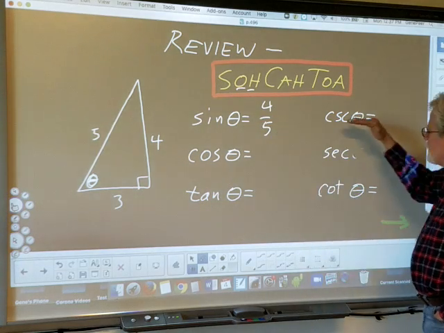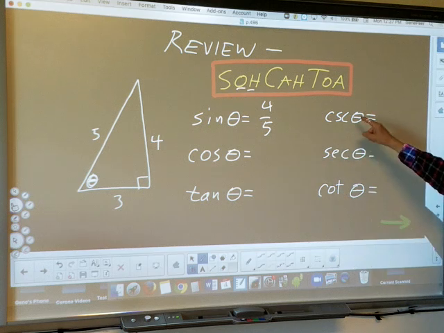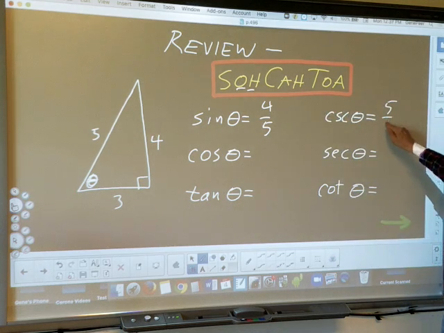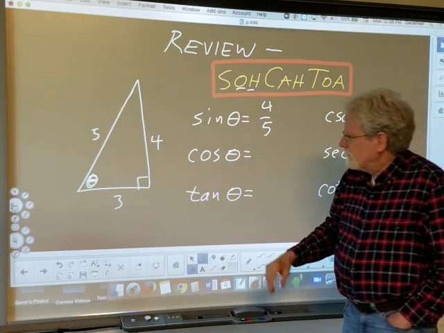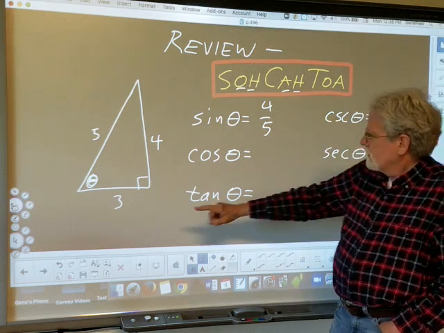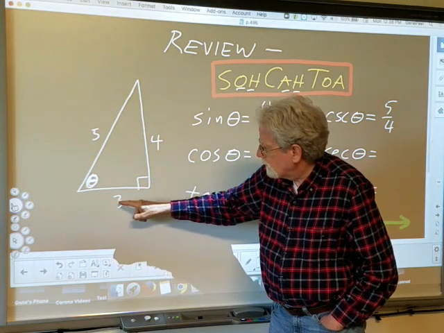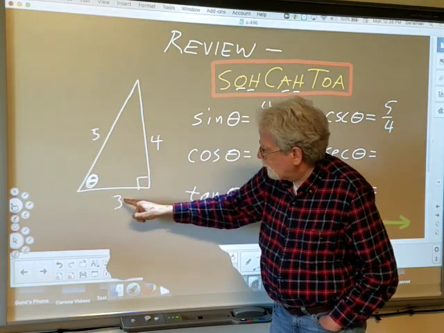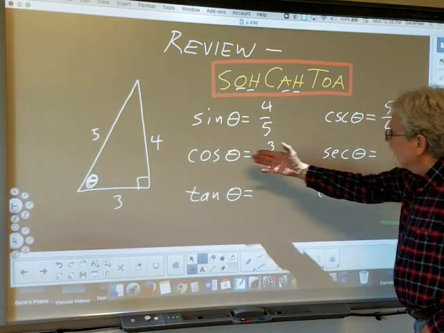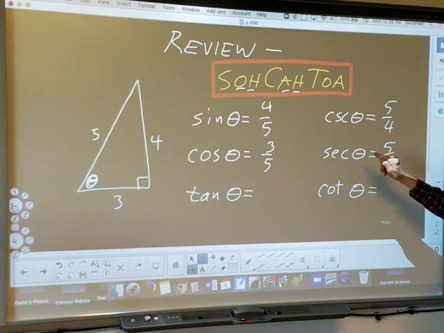And I have these lined up this way because remember that sine is the reciprocal of cosecant. So cosecant must be 5/4. Cosine is adjacent over hypotenuse. So from theta's perspective, adjacent over hypotenuse, that's 3/5. And cosine's reciprocal, secant, is therefore 5/3.